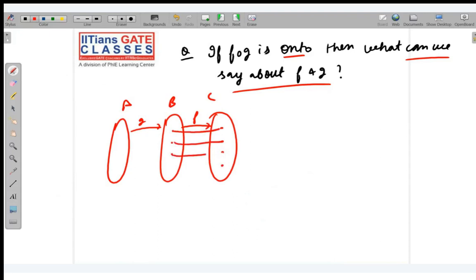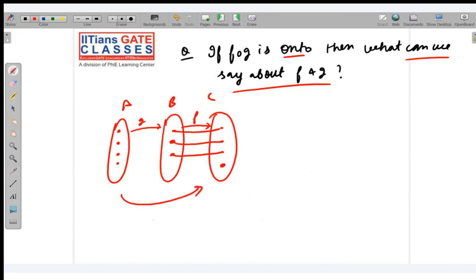And say this is mapped to this. Now this element is left blank. Since there were three elements, no matter how many elements you take, all these will be mapped to one of these three. So this element will always be left blank. You can never reach here. Are you getting it? You can never reach here.